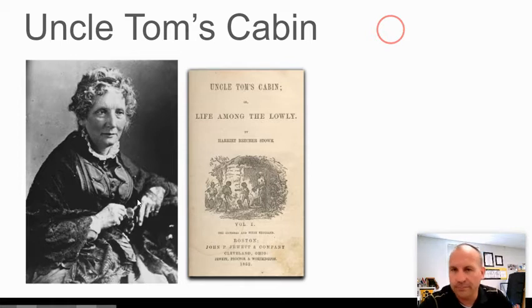Now, obviously, this doesn't lead to the outbreak of the war. This is published in 1852, so the war is going to be 9 years into the future. But no longer could the people of the North claim that this was something they didn't know about, that this was somebody else's problem somewhere else. That has changed because of Uncle Tom's Cabin.